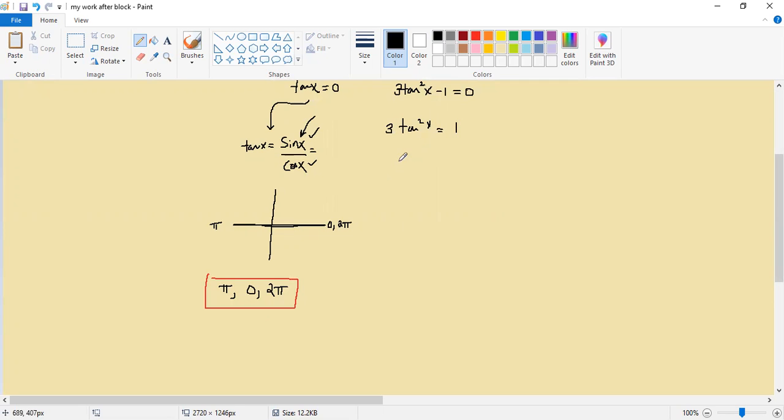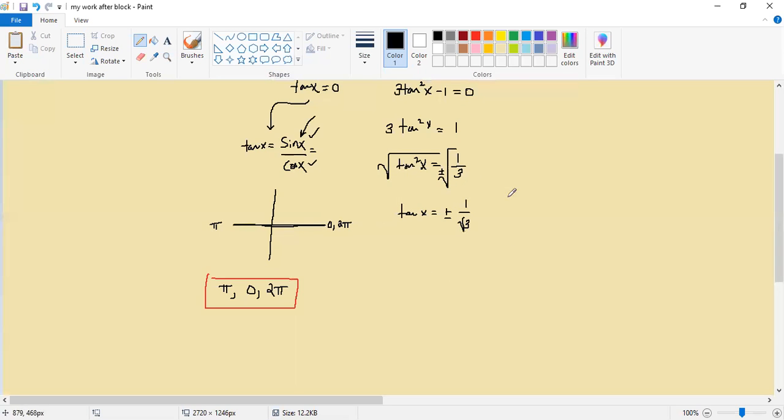And in this case, we could say that tangent squared of x is equal to 1 over 3. And then we could square root both sides, in the process of which we have to add the plus or minus. And we'd be left with tangent of x equals plus or minus 1 over under root 3. This, of course, could be rationalized. We could rationalize the denominator, in which case we'd get a more accurate solution.